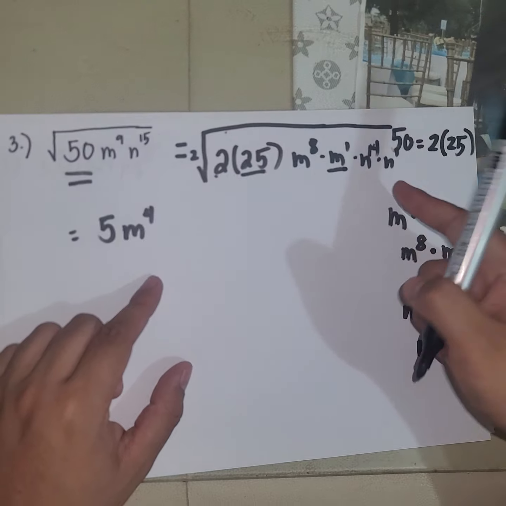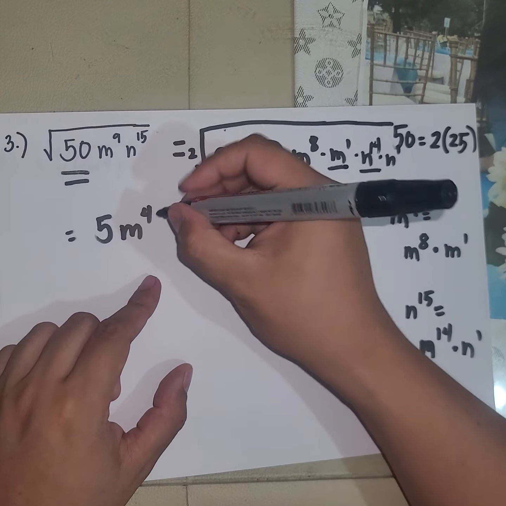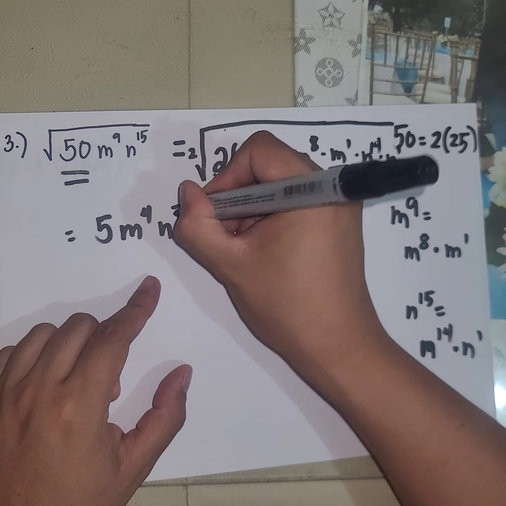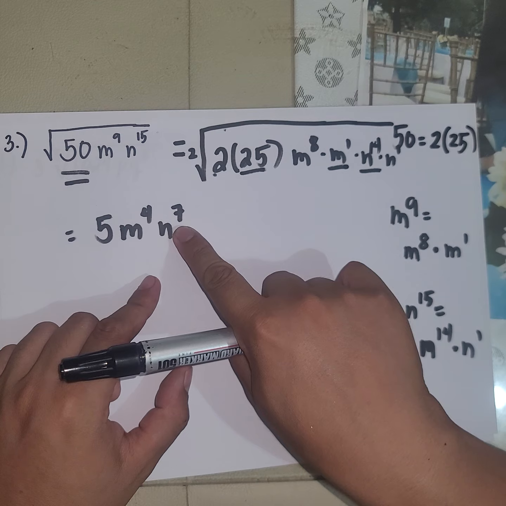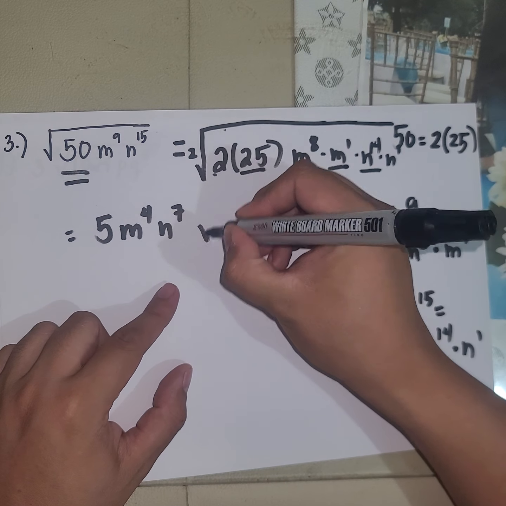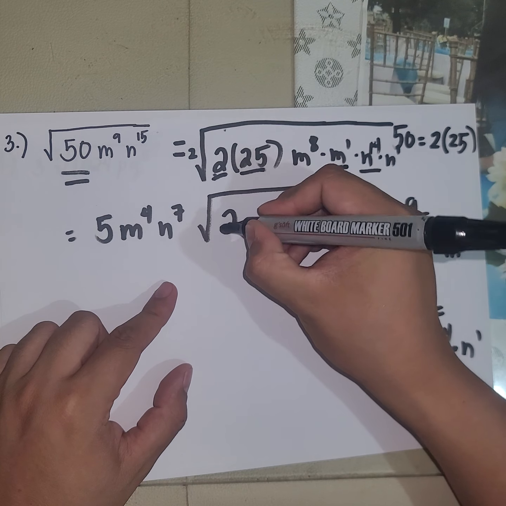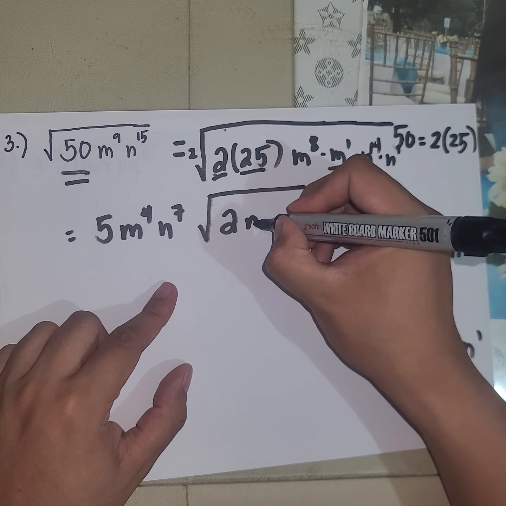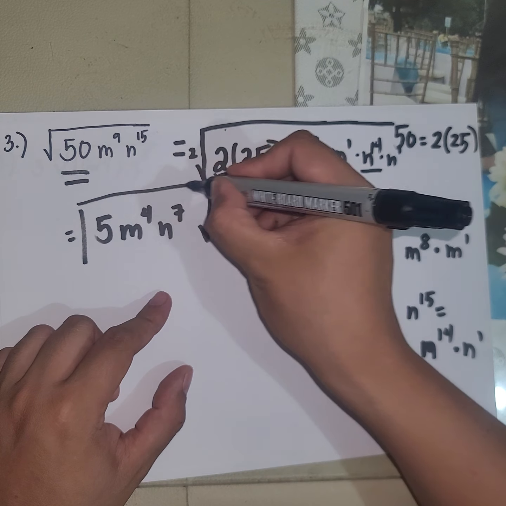And n raised to 14, or square root of n raised to 14, that is n raised to 7. Kasi 14 divided by 2, that is 7. And then, ano matitira sa loob ng square root sign? Yung 2, yung m, and yung n. So, this is the final answer.